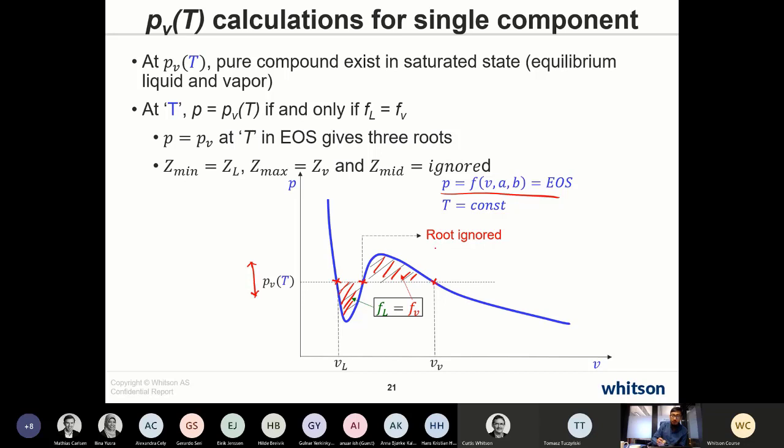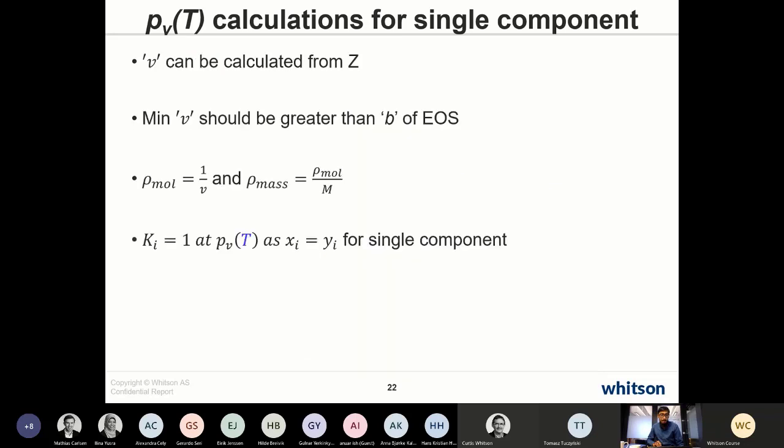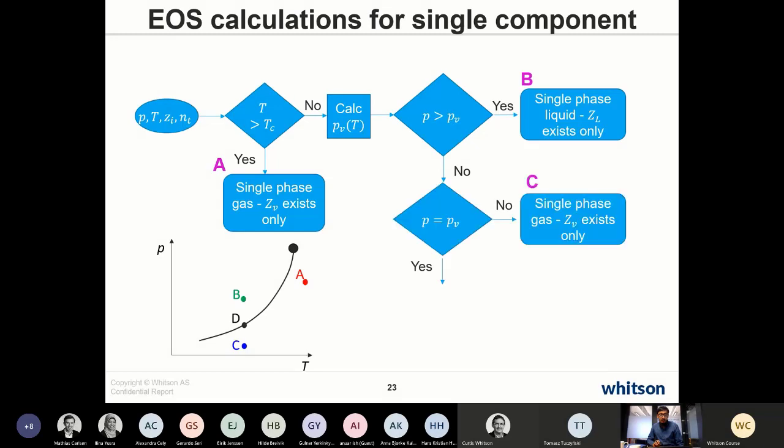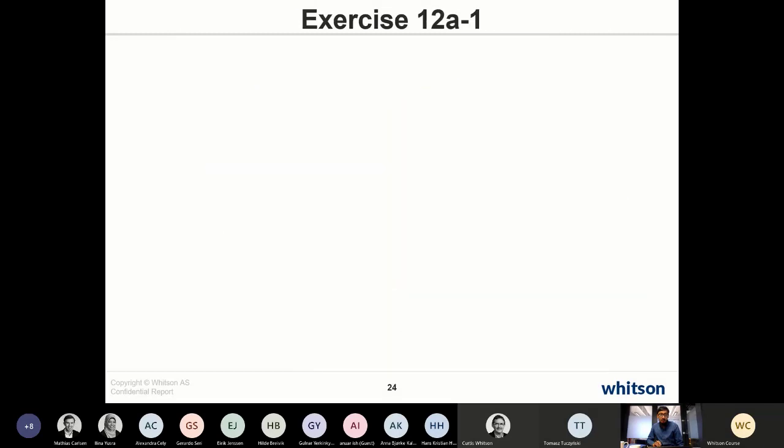We ignore the middle root, and the minimum value is taken as the molar volume of the liquid phase, or the Z factor of the liquid phase, and the higher molar volume is the vapor phase molar volume. So these are just the same slides explaining a similar thing.